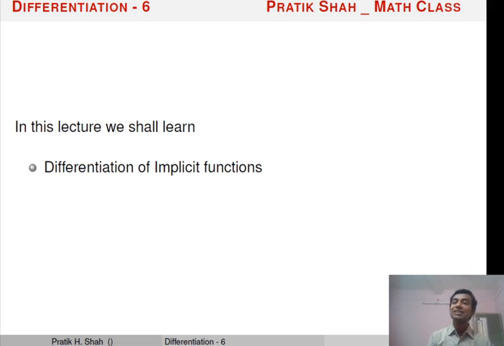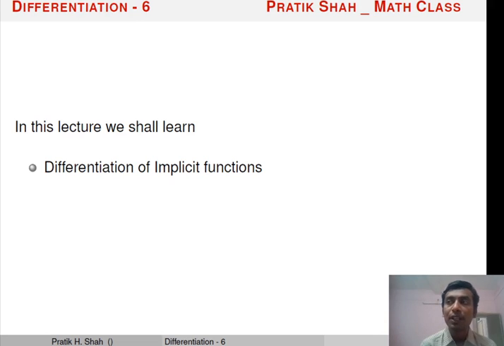So first let's see what are the explicit functions. For example, if I take y is equal to log x, then here you can see that in y is equal to log x, on one side there are the terms of y, on other side of equal to there are terms of x. It means equal to is separating the terms of y on one side and terms of x on the other side. This is called explicit function.